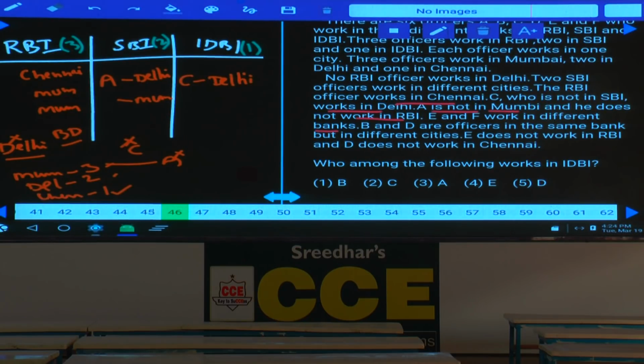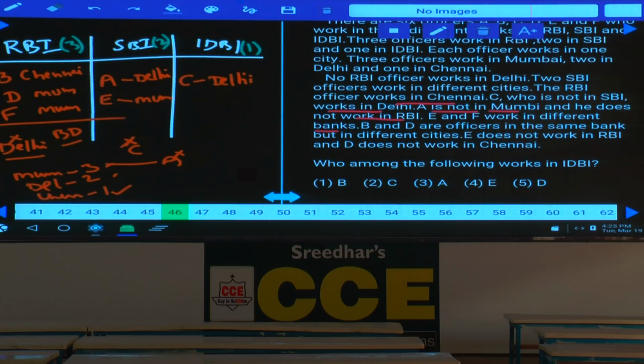As E does not work in RBI, where should this E be? E must be in SBI. E does not work in RBI, and D does not work in Chennai. As D does not work in Chennai, this D must be Mumbai. If D is Mumbai, B and D are of the same bank but different cities, hence B must be from Chennai. The person left over is A, B, C, D, and F. F is from Mumbai. Done with this?